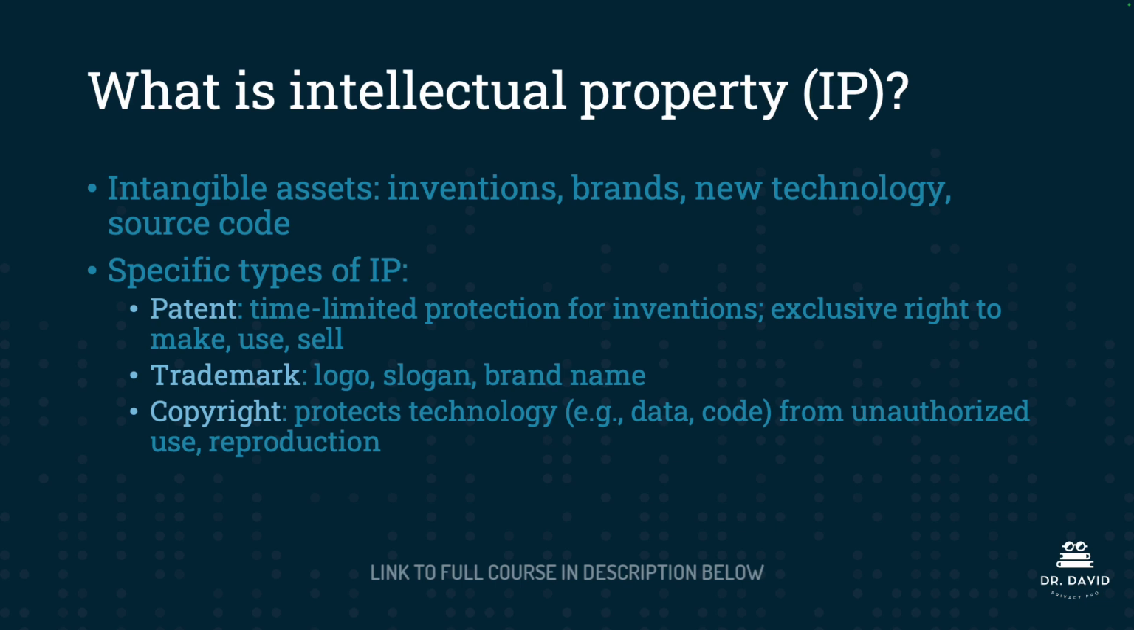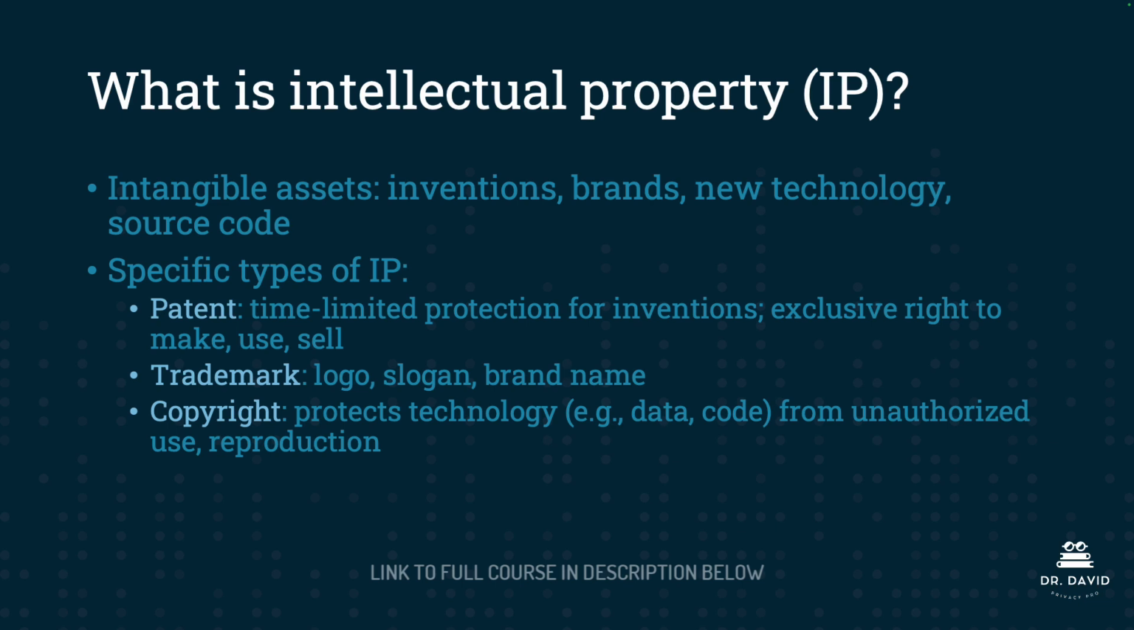A patent gives an individual a time-limited protection for their invention. This provides them with the exclusive right to make, use, or sell something, such as an item or a piece of software, new technology, for example. Trademarks apply to logos, slogans, and brand names. And a copyright protects a technology, in our case here of artificial intelligence, such as the data or code, from unauthorized use or reproduction.